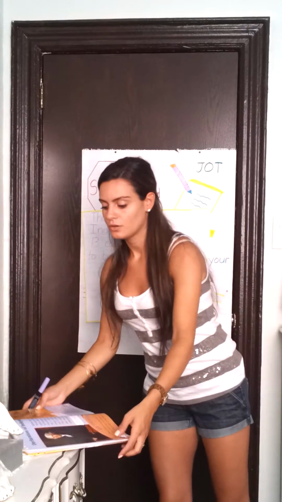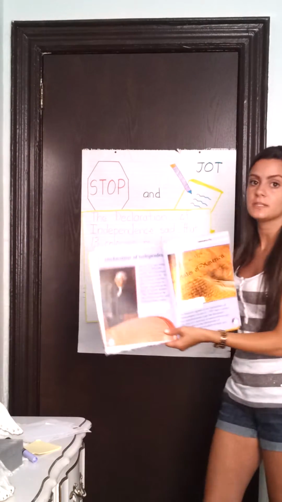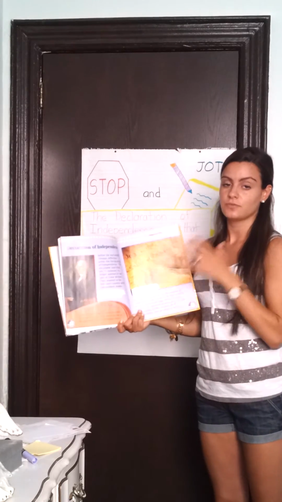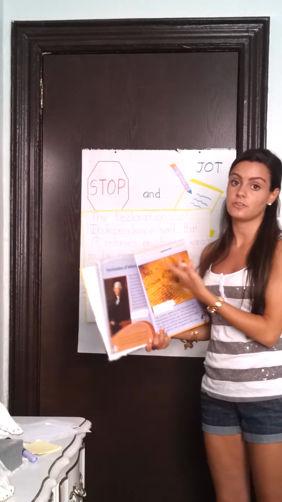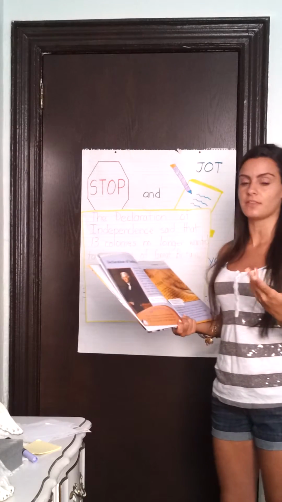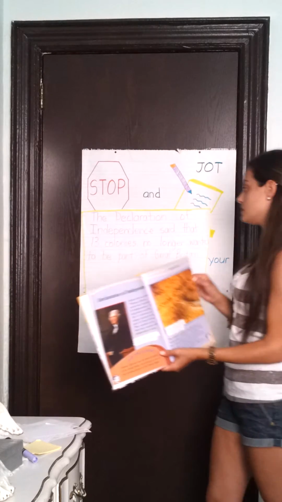So again, we read the subheading, Declaration of Independence. We want to read the section and we want to jot down a fact about the Declaration of Independence. So one that we came up with together as our guided practice is, the Declaration of Independence said that 13 colonies no longer wanted to be part of Great Britain.